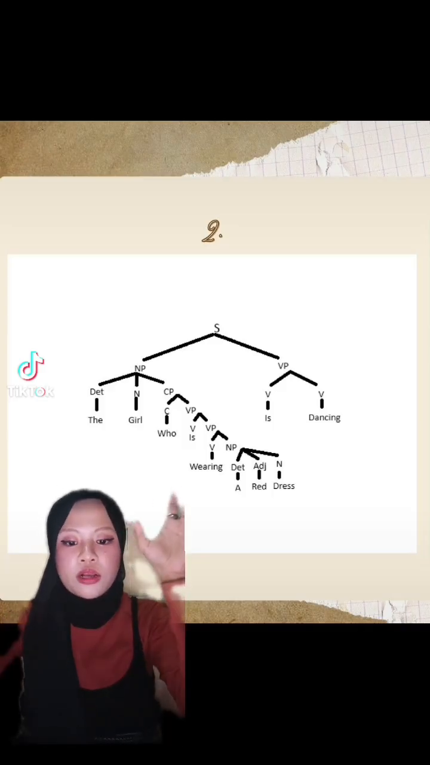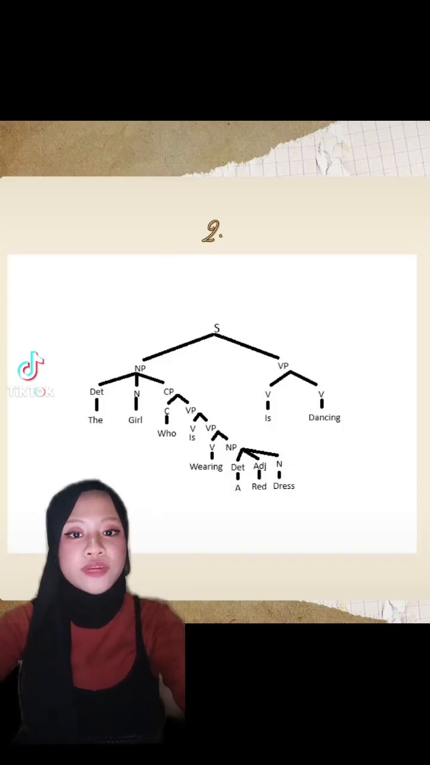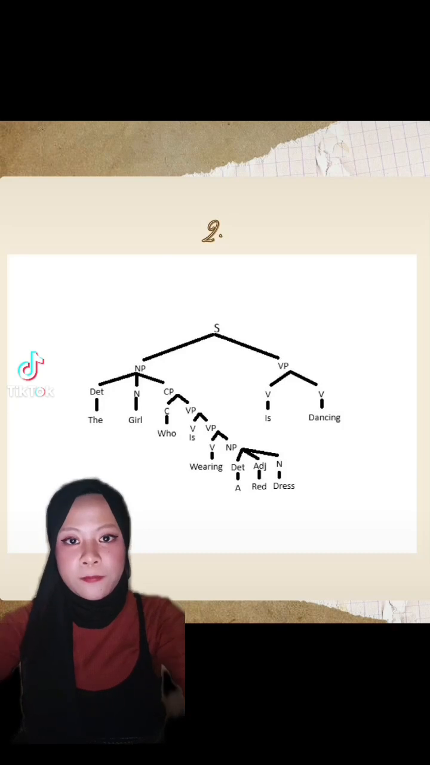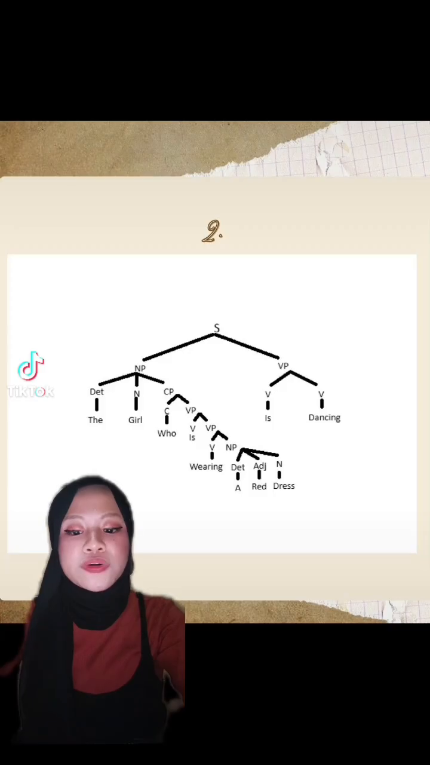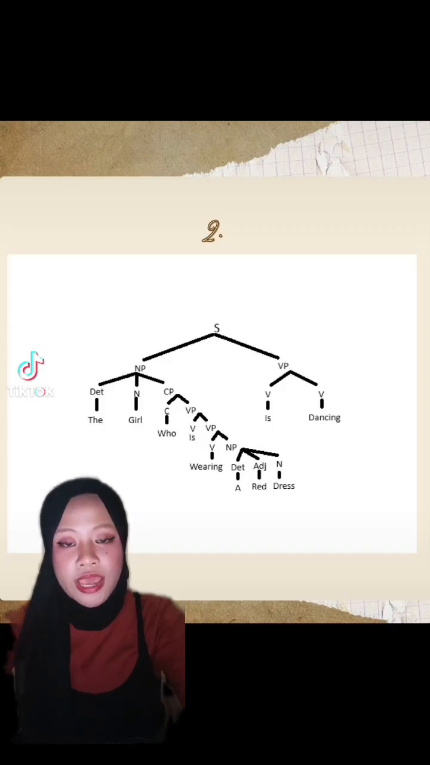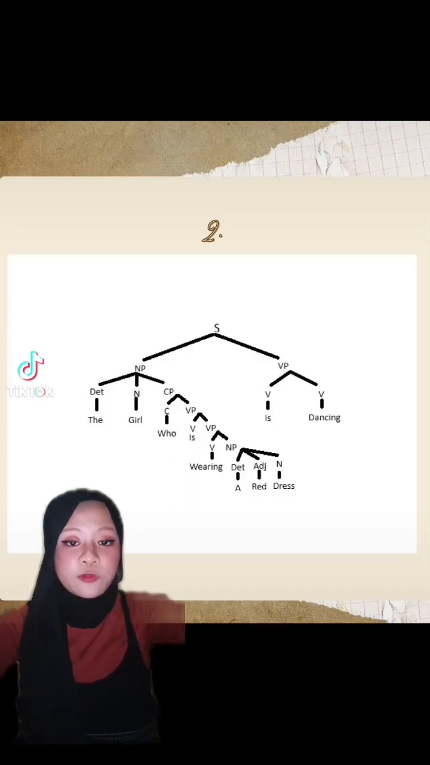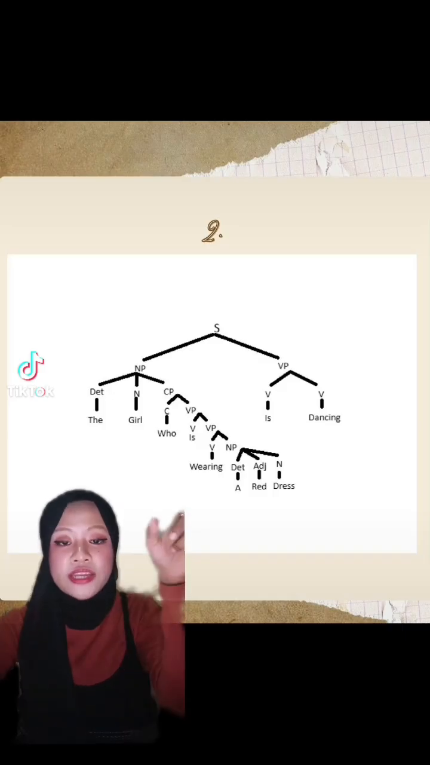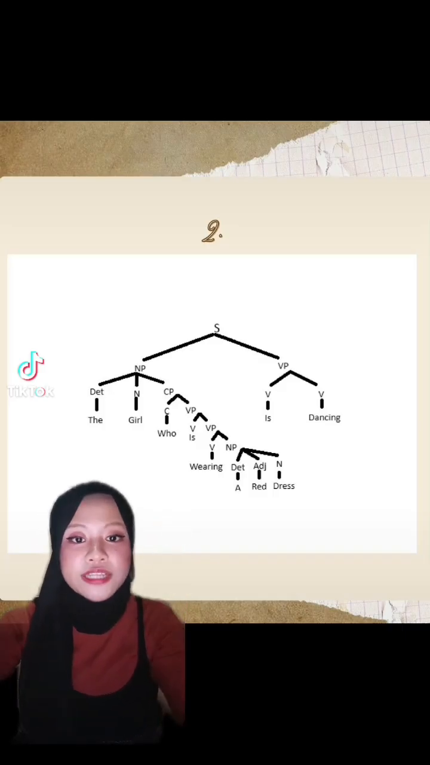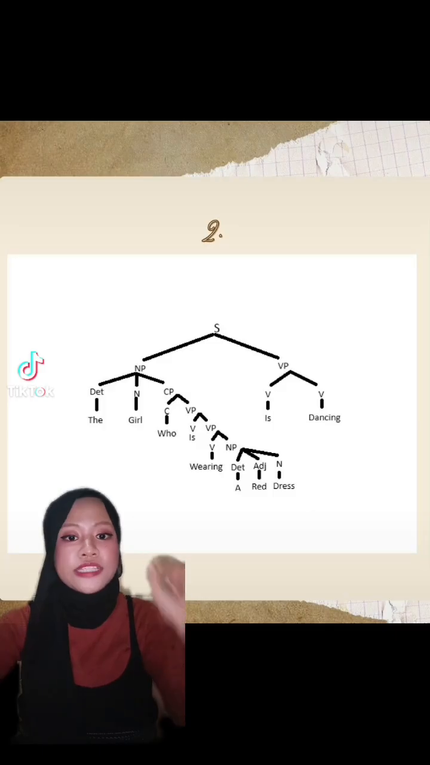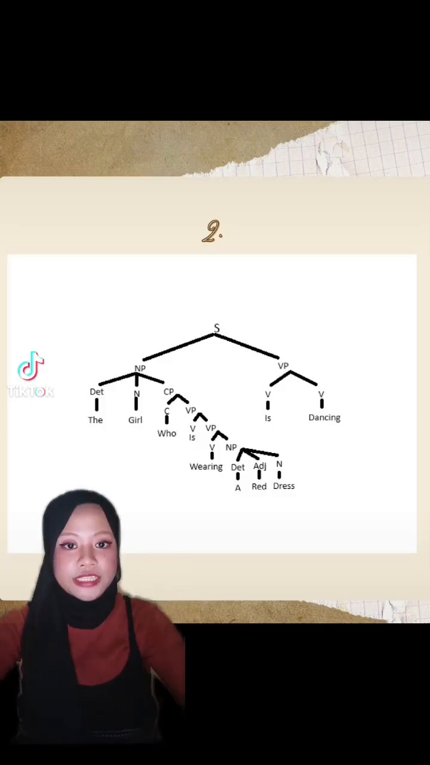And the relative clause: who is wearing a red dress? Who introduces the relative clause, and is is a verb. The verb phrase is is wearing, and the noun phrase is a red dress, with a as the determiner, red as the adjective, and dress as the noun.